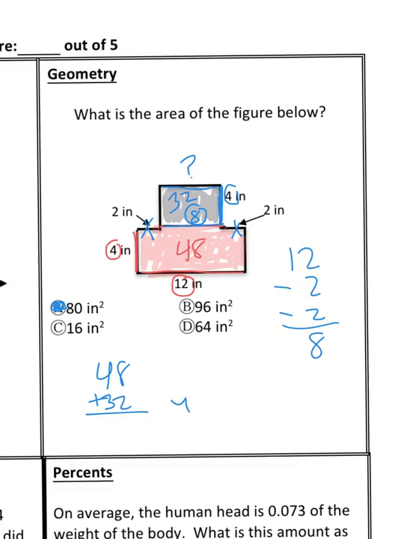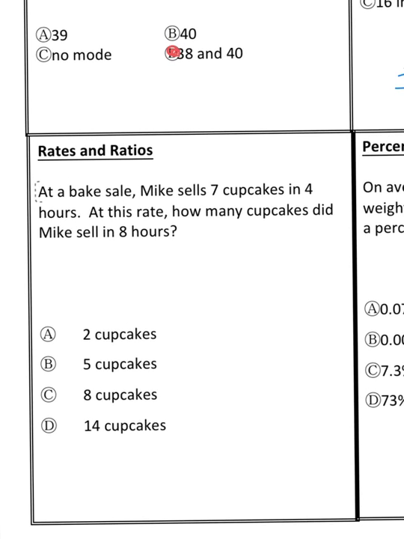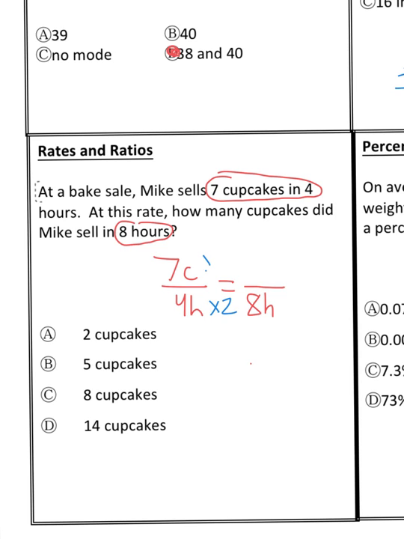All right, let's go down to the third one, rates and ratios. It says, at a bake sale, Mike sells 7 cupcakes in 4 hours. I'm going to write that as a fraction. 7 cupcakes, 4 hours. At this rate, how many cupcakes did Mike sell in 8 hours? So I'm going to create an equivalent ratio. And since hours is on bottom on the left, the 8 hours needs to be on bottom on the right. So to figure out how many cupcakes, I just do 4 times 2 is 8. 7 times 2 is 14. So your answer is 14 cupcakes.